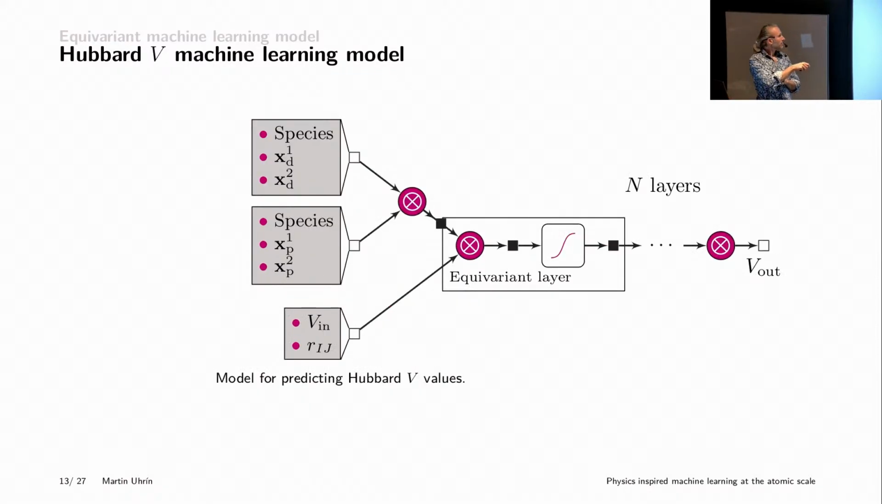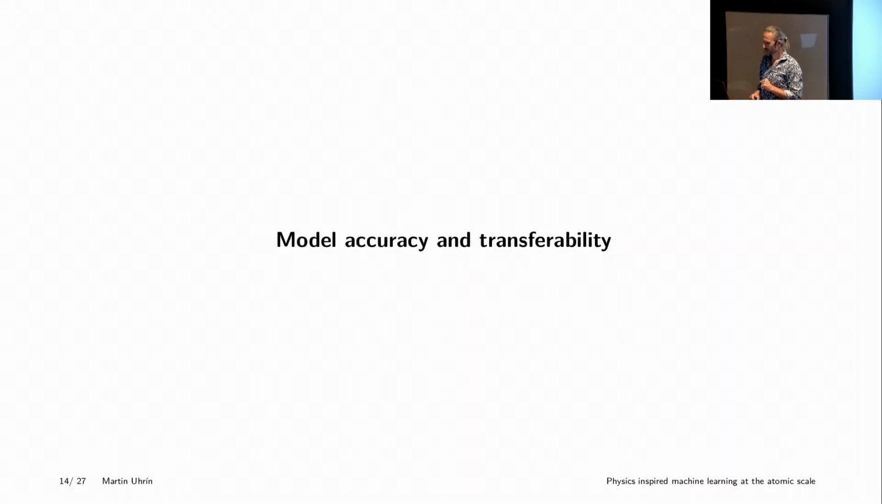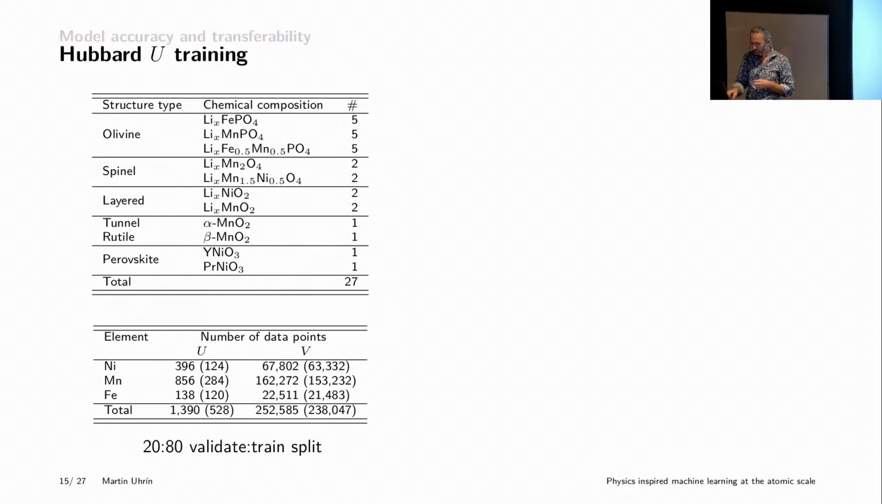Similar story for the V, but this time I have two atoms interacting with each other, so two different elements, two occupation matrices around each atom, and then a V value that sits, if you like, on the edge between the atoms, and a distance between them. So those are the only inputs to the model, and the output is the Hubbard V parameter.